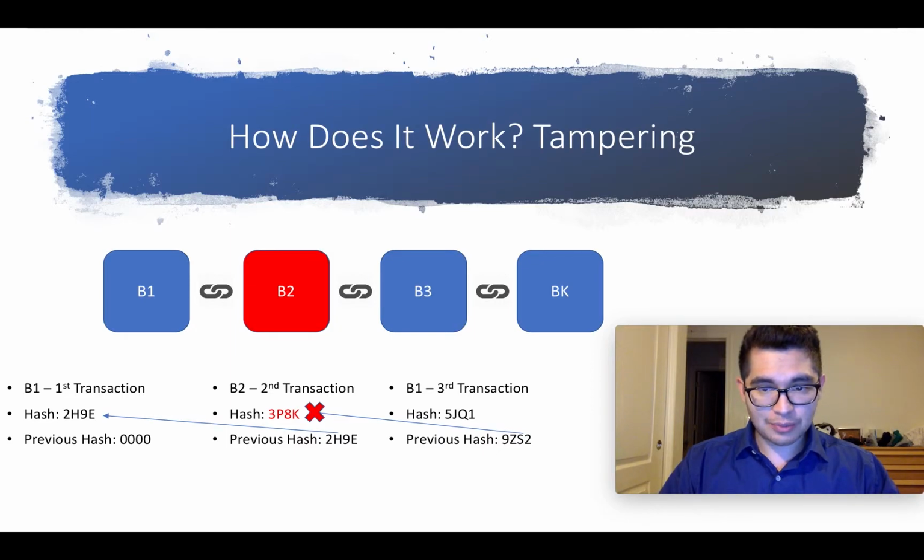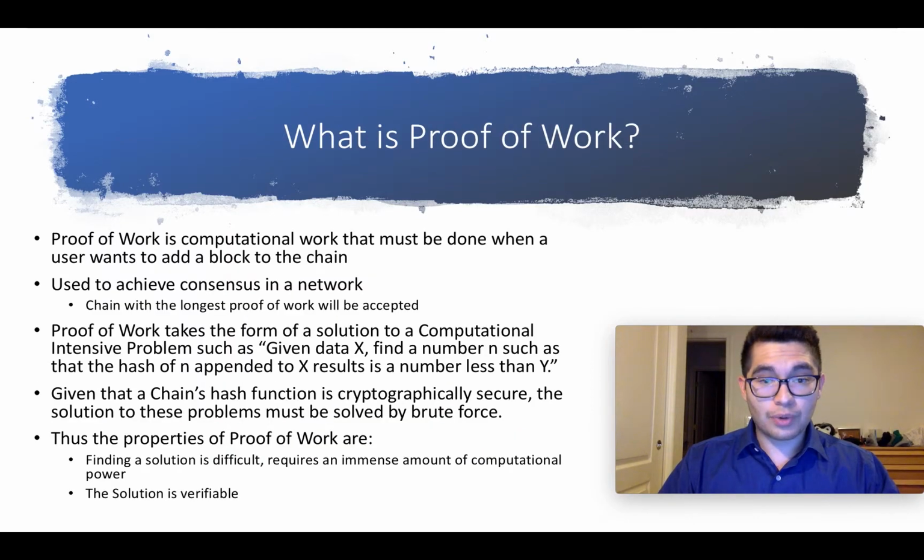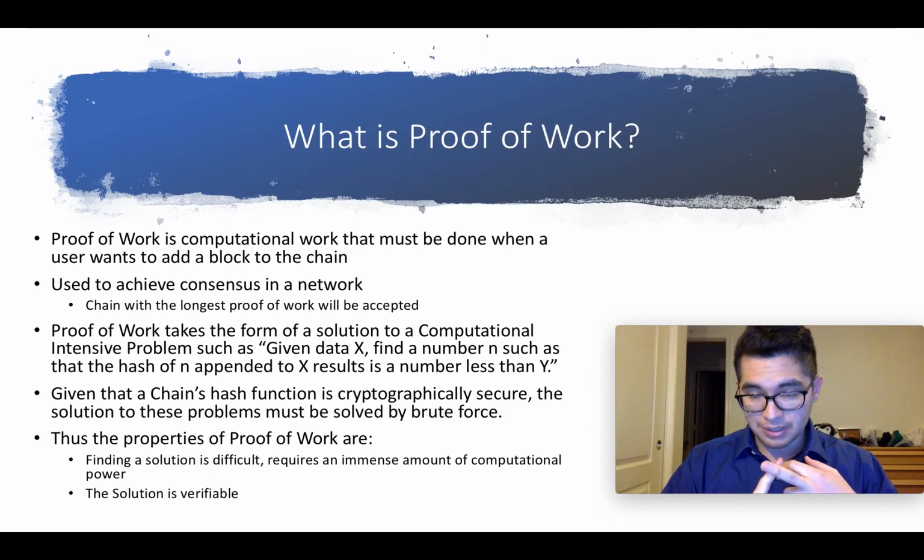So now we're going to talk about proof of work. Proof of work is essentially a problem that's given to nodes or users in the blockchain network that they need to solve in order to add a new node or block to the blockchain. The chain with the longest proof of work is the one that is accepted as the true blockchain. So a blockchain problem must satisfy two properties. The solution to the blockchain problem must be easily verifiable, and finding the solution to the problem must be computationally intensive, requiring significant computational power.